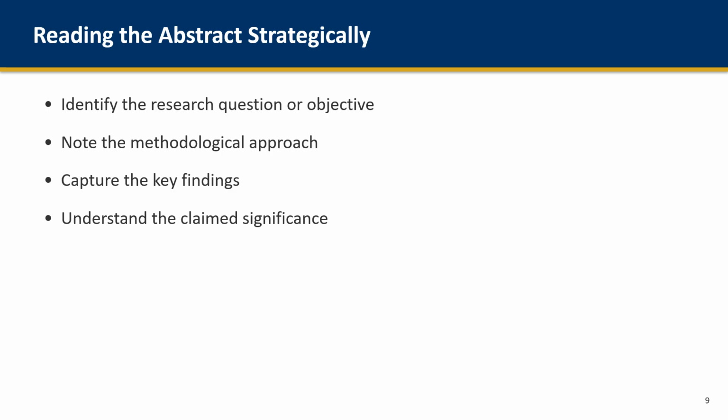What did they discover? The abstract should state main findings clearly, though necessarily briefly. This preview helps you decide whether the detailed findings warrant further reading. Understand the claimed significance. Why do the authors think this matters? Their framing of importance helps you assess relevance to your work and evaluate whether you share their assessment of significance. A well-read abstract might provide everything you need from many papers. When time is limited, strategic abstract reading helps you process more sources than thorough reading would allow.